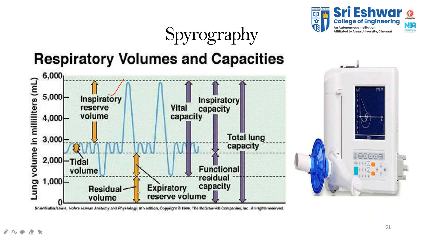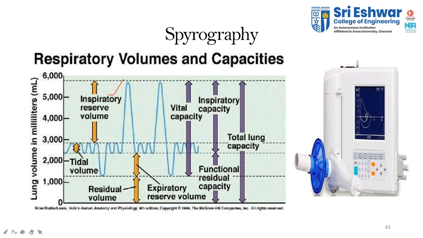So I have the residual volume and expiratory reserve volume for my functional residual capacity. The summation of inspiratory capacity and functional residual capacity gives me total lung capacity. This is the measuring device for total lung capacity, the spirometer.